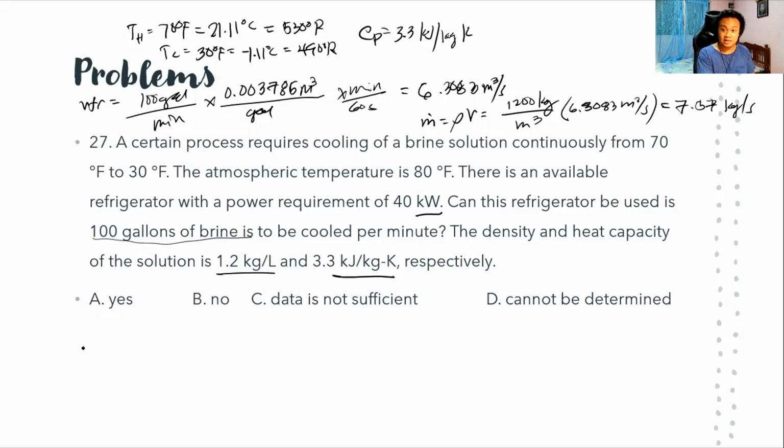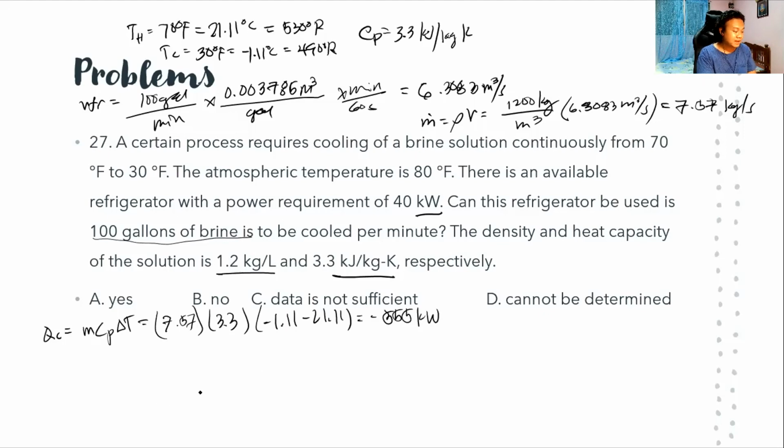Okay, now we'll get the heat, diba? The heat that needs to be removed for us to cool the brine solution, diba? We have QC is equal to MCP delta T, diba? And then plug in 7.57 times 3.3, then the temperature difference. Then you can get negative 555 kilowatts.